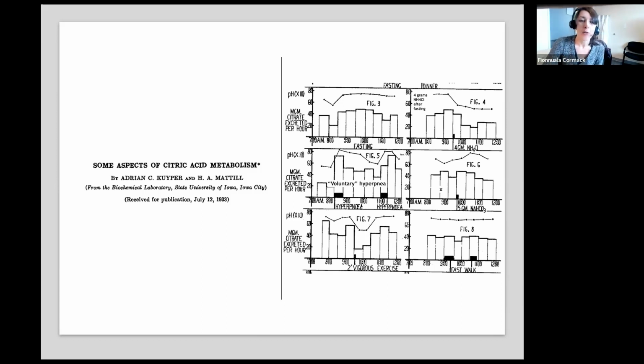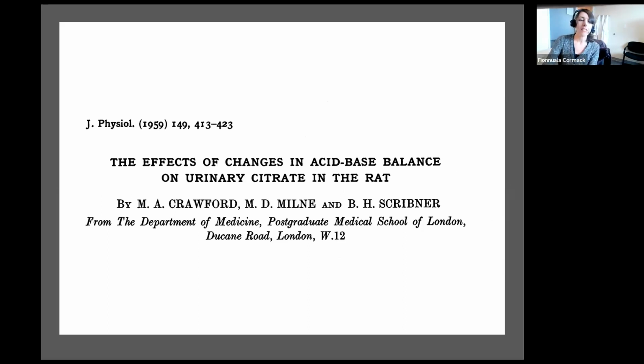This is one study basically involving one subject on a mixed diet, and then this individual was given different things, forced to do vigorous exercise, and take sodium bicarbonate and ammonium chloride. I'll just point out one of the findings, which is that with ammonium chloride load, there was a drop in urinary citrate. Again, it's one person, so we won't delve much more into the rest of the graphs. And I have this slide up just to show that during his time in London, Dr. Scribner actually also studied effects of acid-base balance on urinary citrate in the rat.